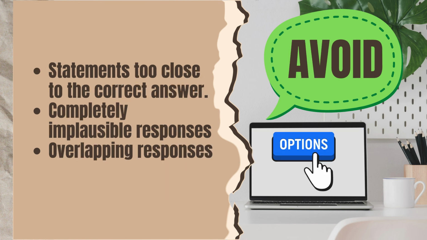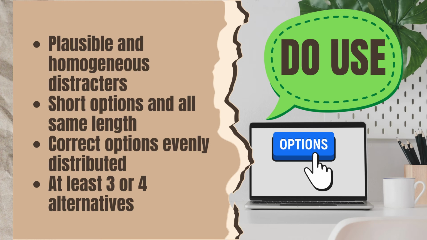For the options, class, you have to avoid the following: statements too close to the correct answer, completely implausible responses, and overlapping responses. In the options, class, do use plausible and homogeneous distractors, short options all of the same length, correct options evenly distributed, and at least 3 or 4 alternatives.